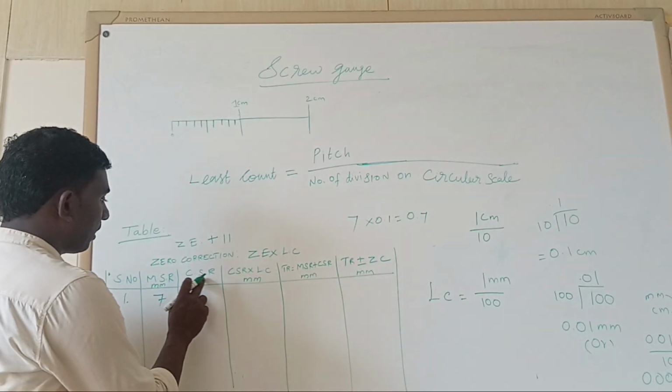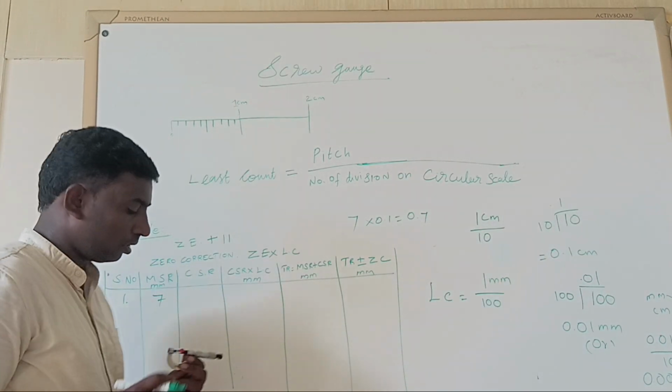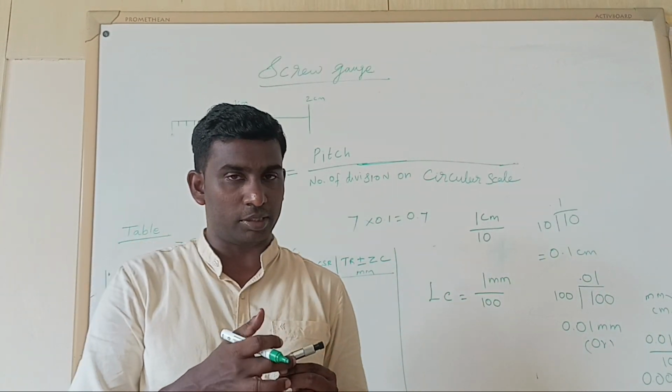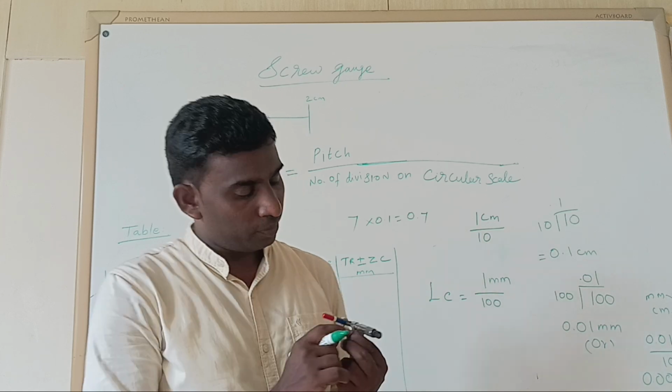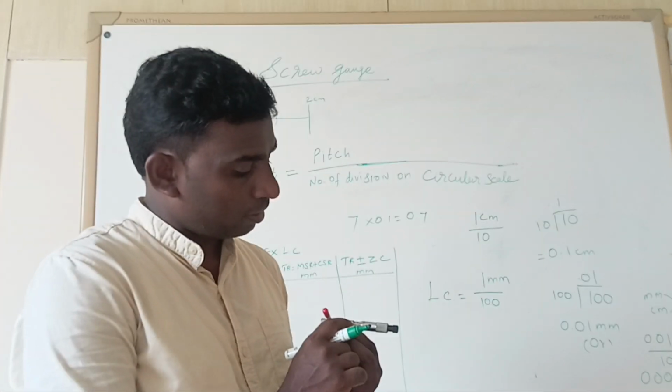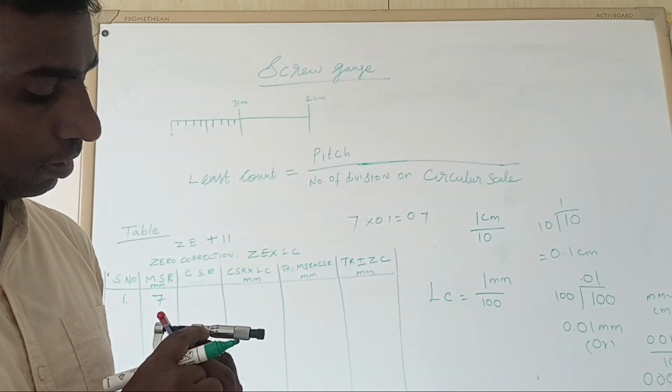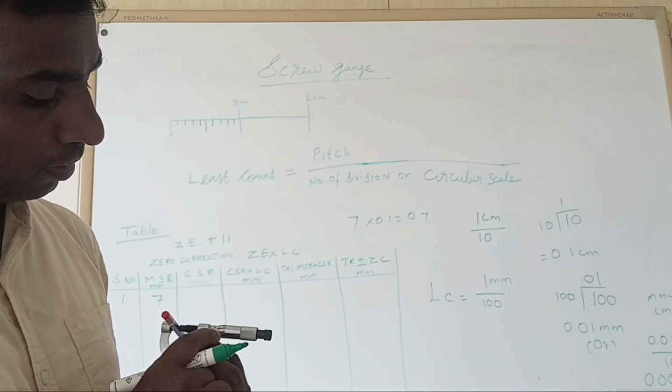Now the circular scale reading. Circular scale reading means this is the circular scale reading. Here one line is there. From this line, where it coincides, this is a 10.